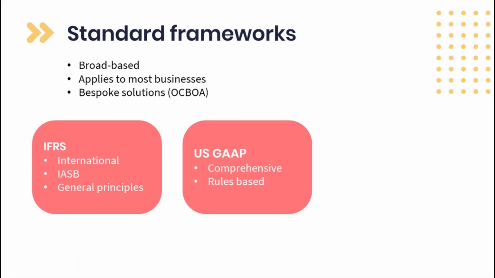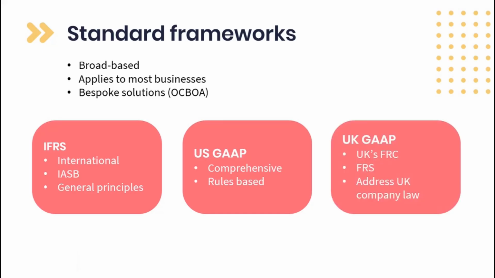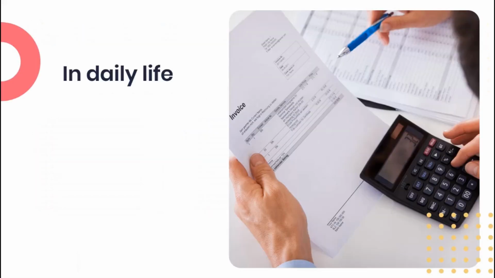US GAAP, or Generally Accepted Accounting Principles, is only allowed as an alternative in the United States and is a far more comprehensive rules-based framework for reporting and disclosures. The third not-so-common framework is UK GAAP, developed by the Financial Reporting Council in the UK. These financial reporting standards were designed to address the requirements of UK company law. This course will focus on the International Financial Reporting Standards and the basics of bookkeeping.